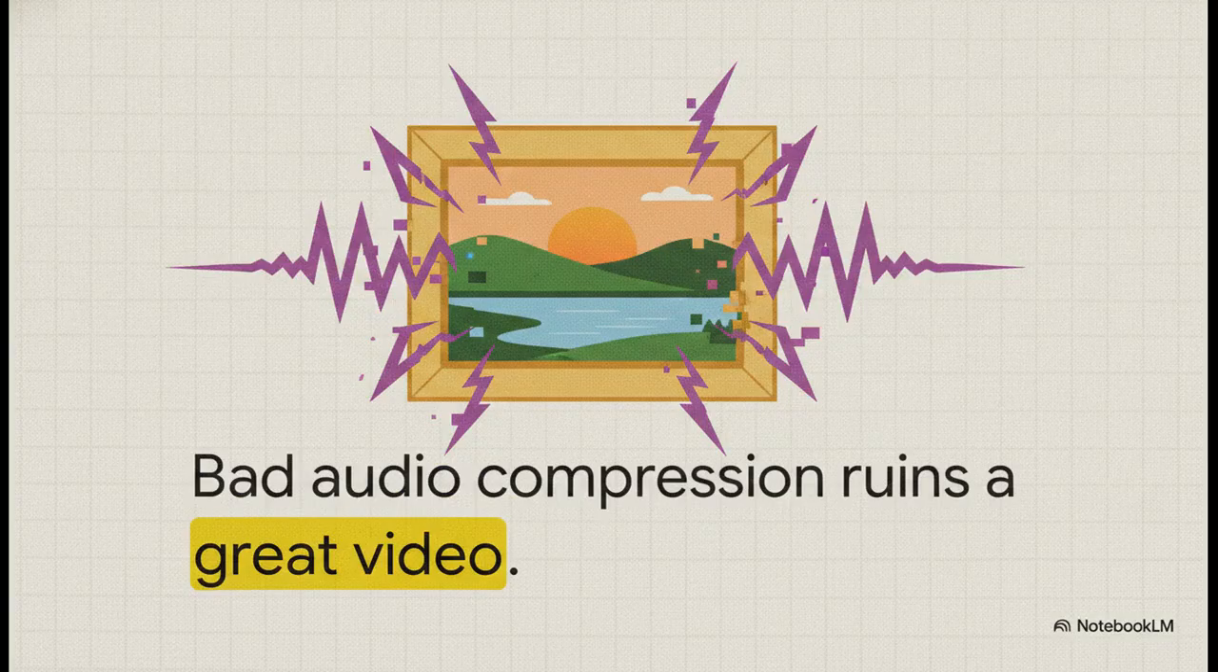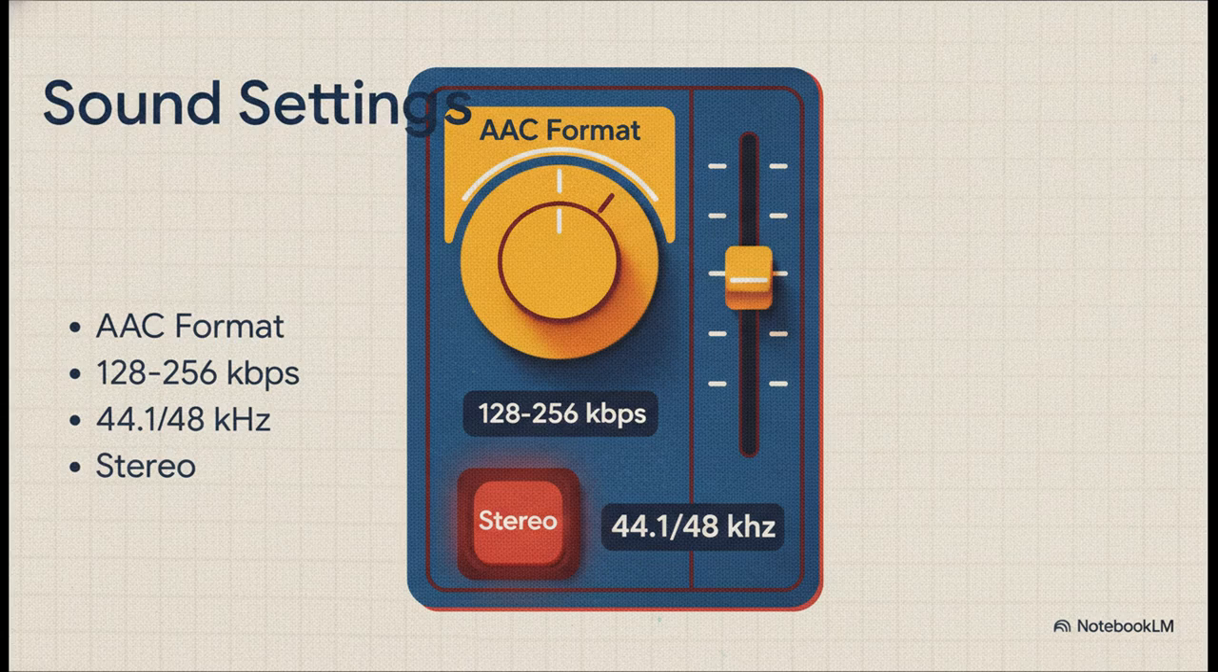All right, your visuals are perfectly locked in, but we're not done, because feeding the audio algorithm is just as critical. A stunning video is instantly ruined if the sound gets horribly compressed. So, here are the exact sound settings you need to dial in. Format your audio as AAC, make sure it's in stereo, and set your sample rate to either 44.1 or 48 kilohertz. For the bit rate, you want to keep it floating somewhere between 128 and 256 kilobits per second.